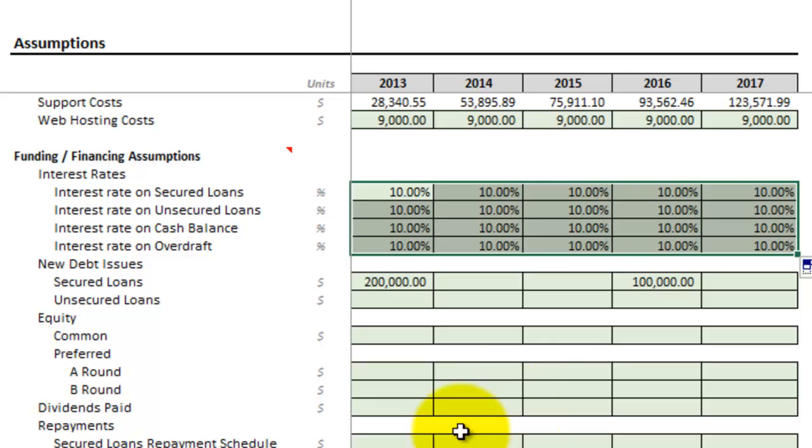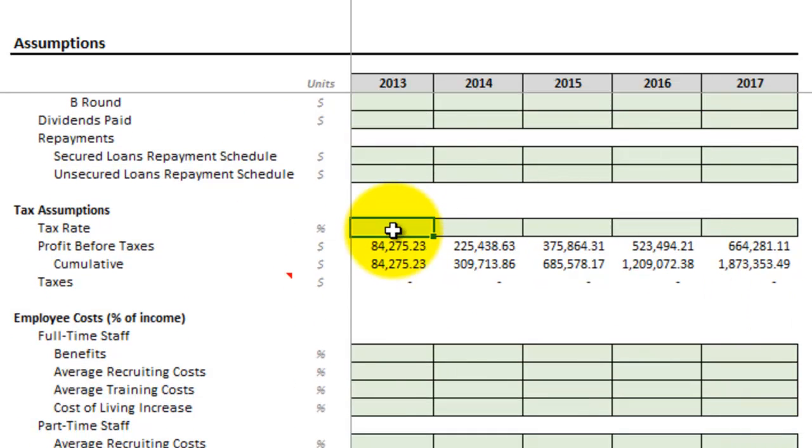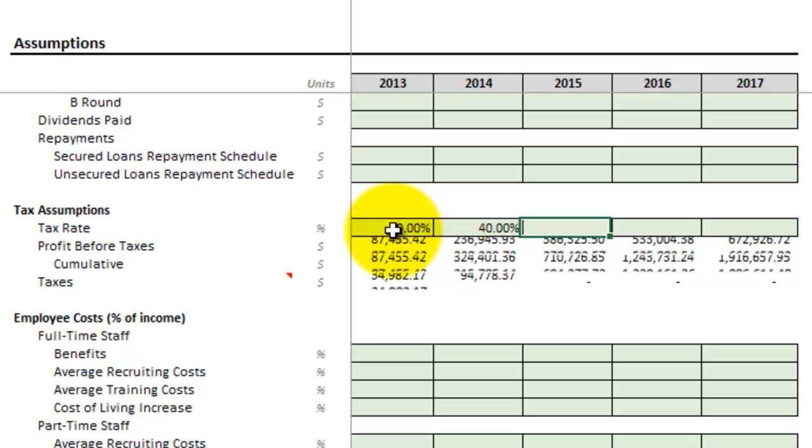Alright, so moving down, we're not going to pay out any dividends, but let's say that we will receive some round A funding. So let's go ahead and finish out this section here. So let's just say it's going to be $150,000. So moving along, tax rate, so that's 40% per year.